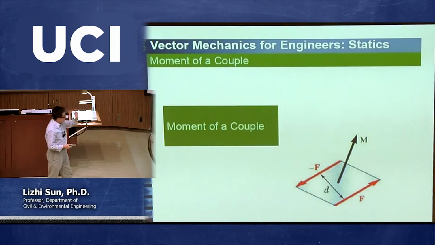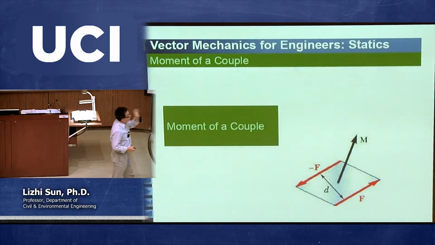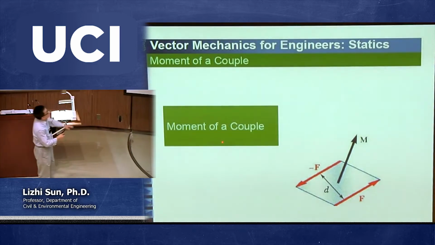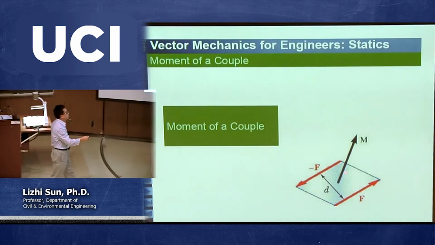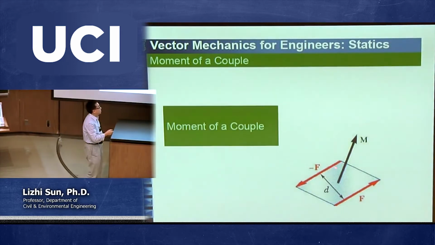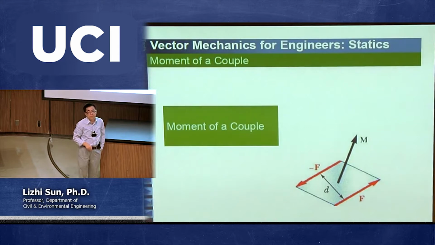Now, let's further move to the third kind of moment, which is called the moment due to a couple. This is also a special case of the previous one, but this time we are dealing with two forces. So what are the moments of these two forces about a given point?